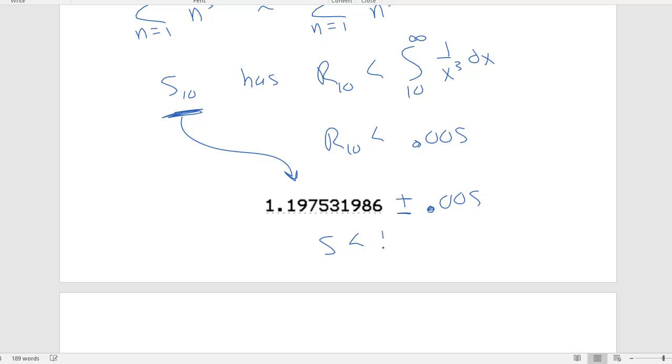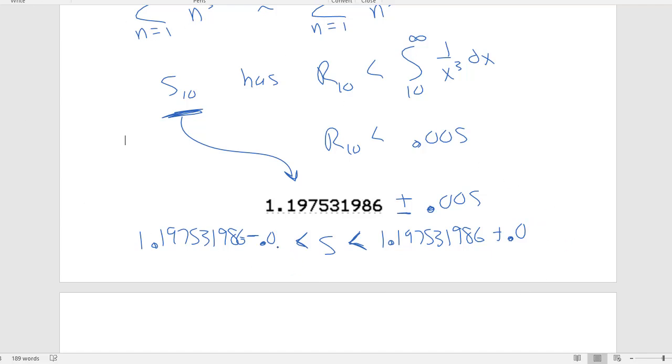lives somewhere between 1.197531986 plus 0.005, so this could be my max error here, and then 1.197531986 minus 0.005. Now this is a decent estimate for where the actual sum lives. That's what we mean by error: plus or minus distance away from the actual value. But we can be more precise, and that's 0.005. I apologize, guys, this is 0.005.